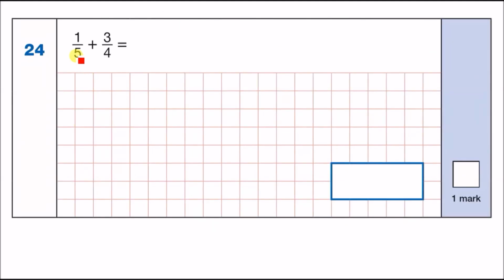Okay, guys, number 24. So here they want us to add up 1 over 5 plus 3 over 4. Now to do this, we need to firstly make sure that both fractions have common denominators. In other words, the bottom part has to be the same value.